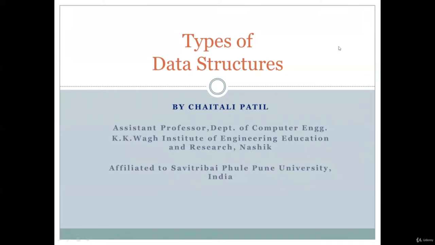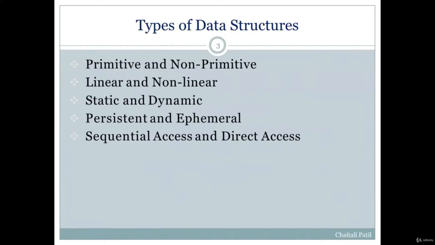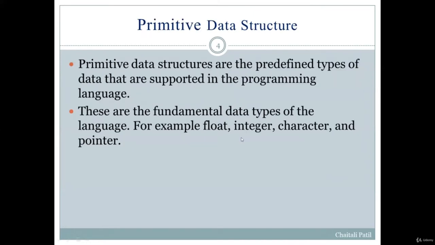Hello, students. In this video, we are going to study different types of data structures. A data structure, according to different properties, can be categorized into primitive or non-primitive data structure, linear and non-linear data structure, static and dynamic data structure, persistent and ephemeral data structure, and the last one is sequential access or direct access data structure. Now, let's see each one in detail.